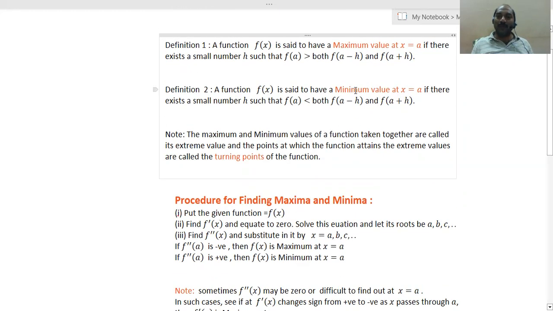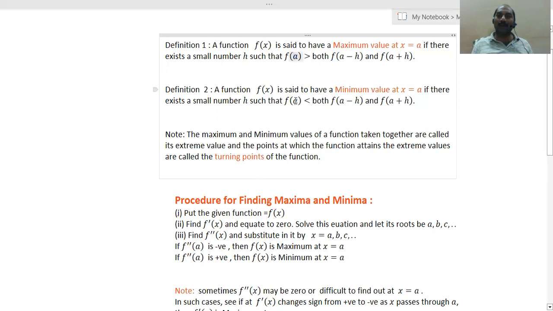So the corresponding points of the function which have a maximum or minimum are called extreme points, extreme values. Maxima and minima are also called extreme values. Extreme value means either maxima or minima. The point at which we get a maxima or minima is called a turning point.